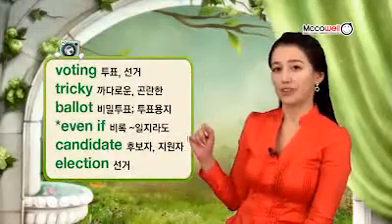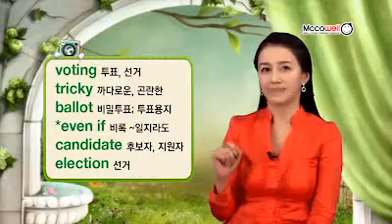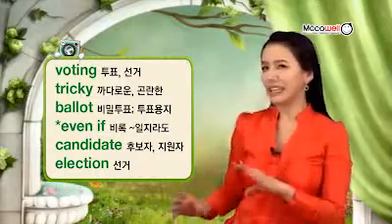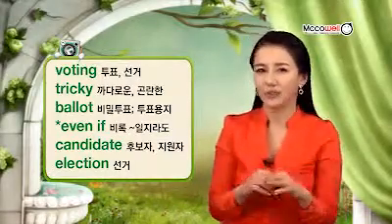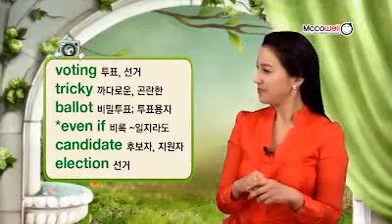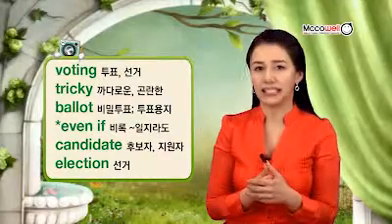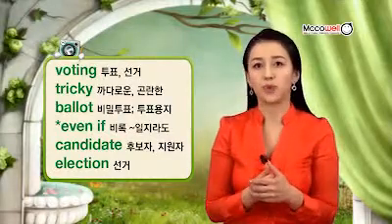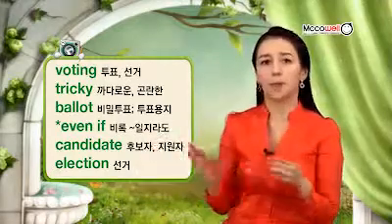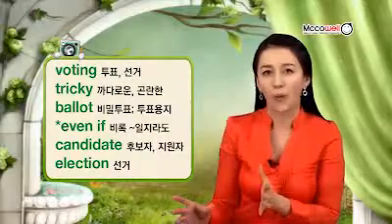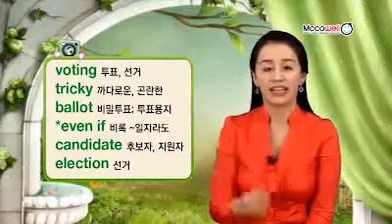Vote 하면 투표하는 거죠. Voting, 투표, 선거. Tricky, trick에다가 y를 붙여요. Tricky 하면 까다로운, 곤란한. Ballot, 이거 발음 주의하시고요. Ballot, 비밀 투표, 투표 용지입니다. Even if 비록 뭐뭐일지도 라고 얘기할 때 even if 그 다음에 뒤에 이유를 얘기하면 되죠.